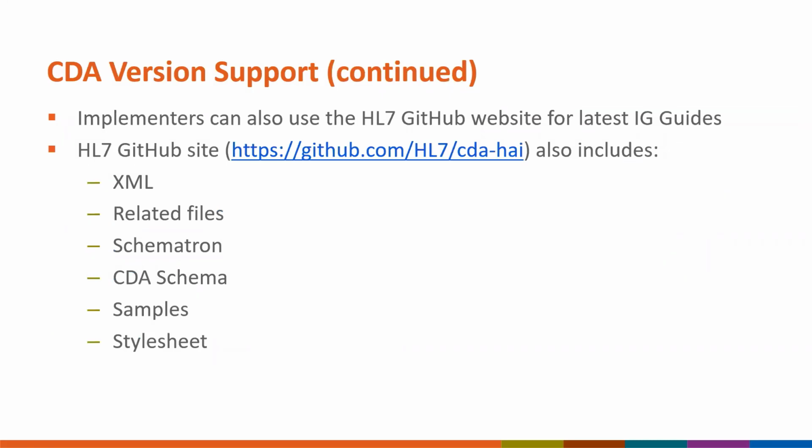Listeners can also use the HL7 GitHub website for the latest IG guides and get access to the XML-related files, schematron, CDA schema, samples, and style sheets. This information can be found at the link provided on this slide. Next slide.